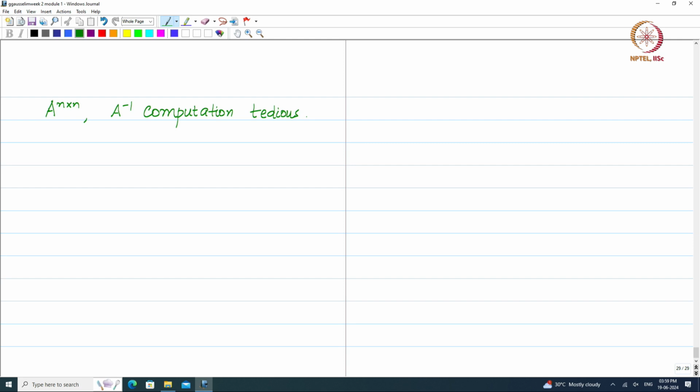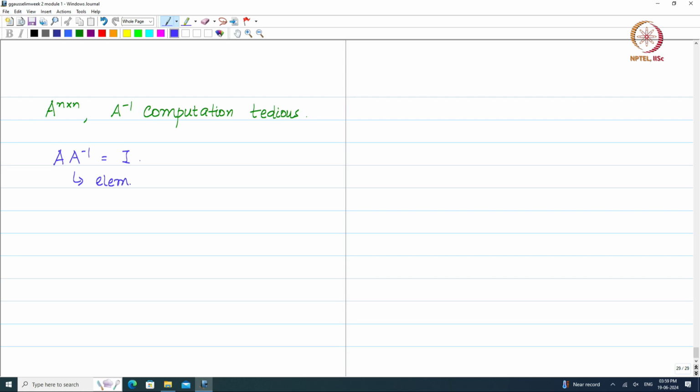Recall, if Ax is equal to B, to solve for x we form the augmented matrix A B and carry out row operations till we get the RREF of A. We do the same now. Remember, when we do A into A inverse is I, we essentially need to find the elements of A inverse.